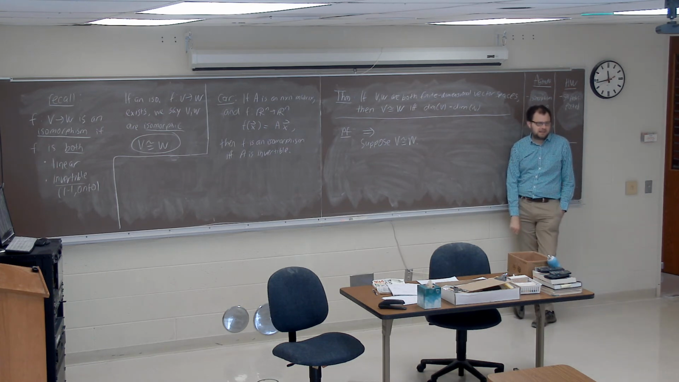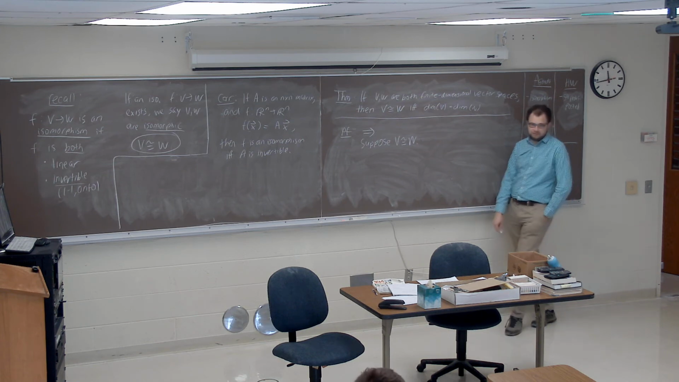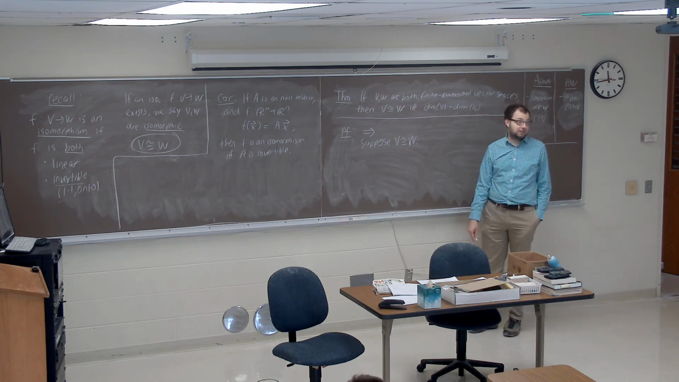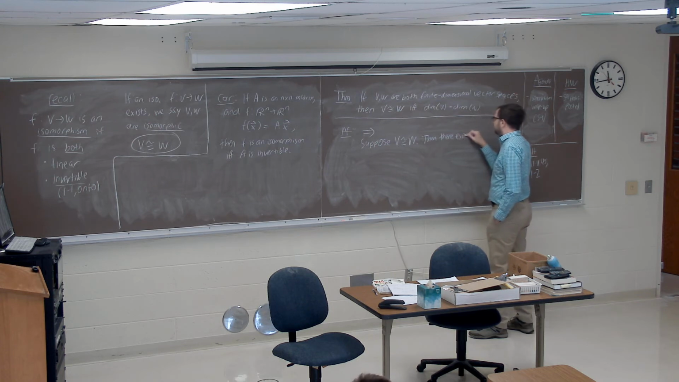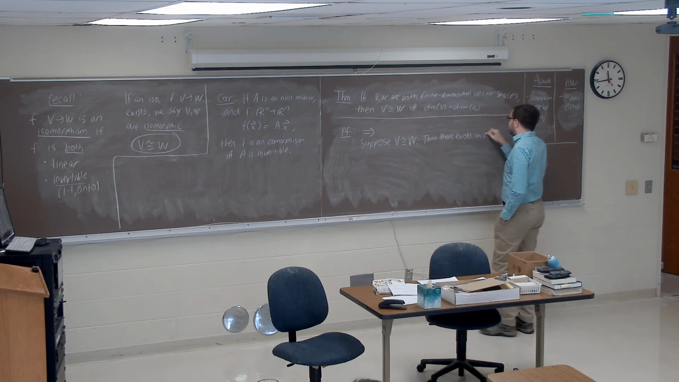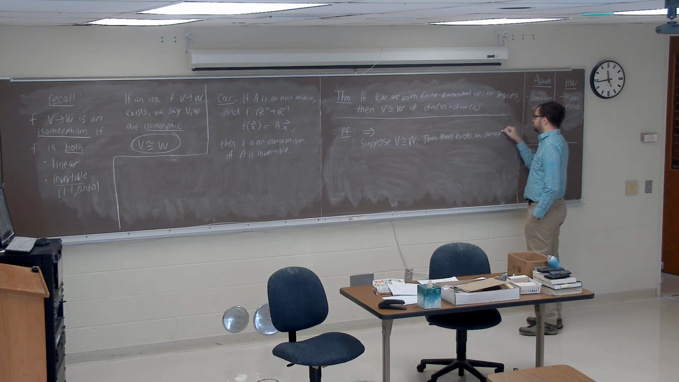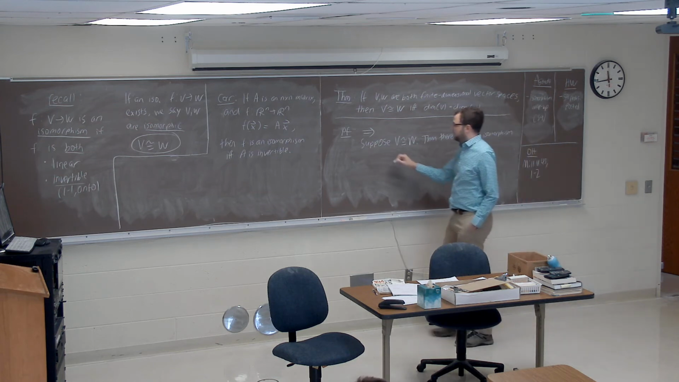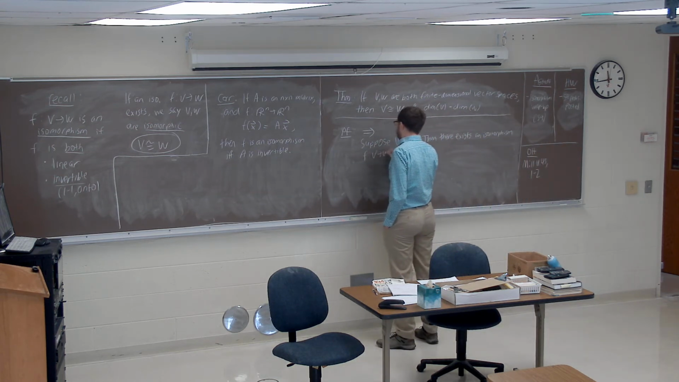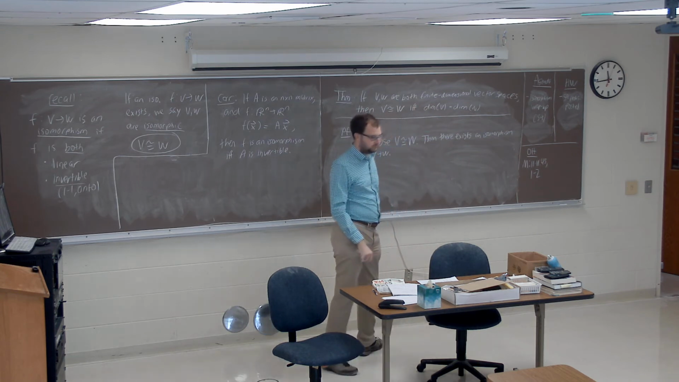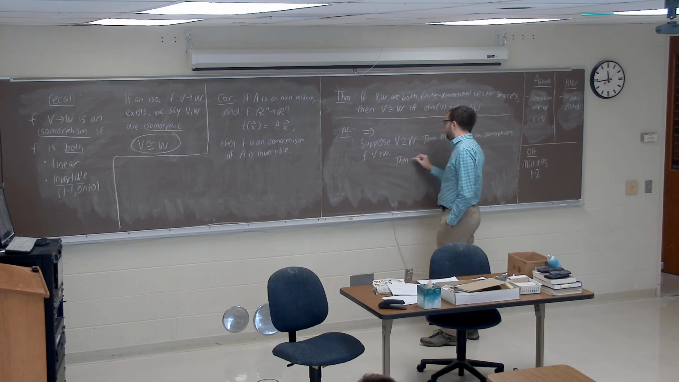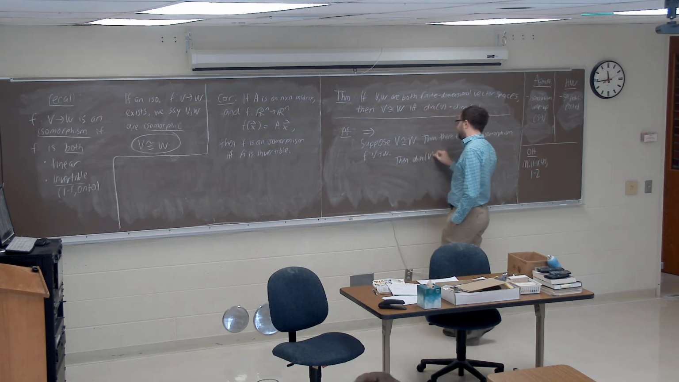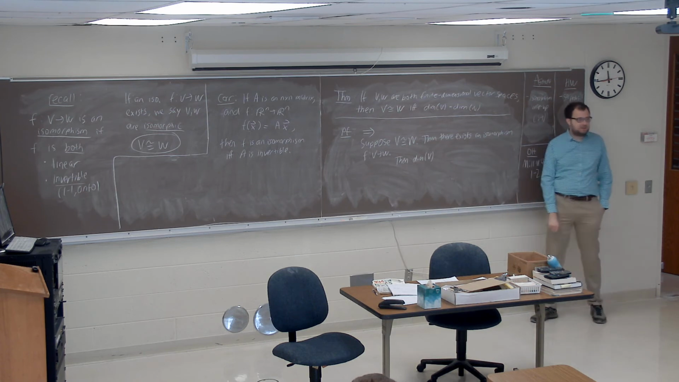So what does it mean to say these two vector spaces are isomorphic? Well, it means there's a function from V to W that's an isomorphism. Then there exists an isomorphism F going from V to W. So I want to somehow say something about how the dimension of V has to be equal to the dimension of W.